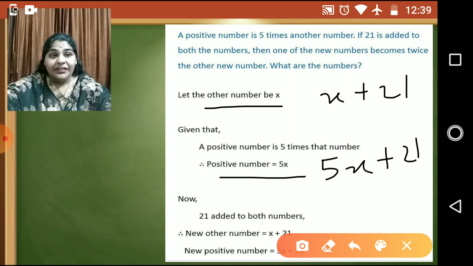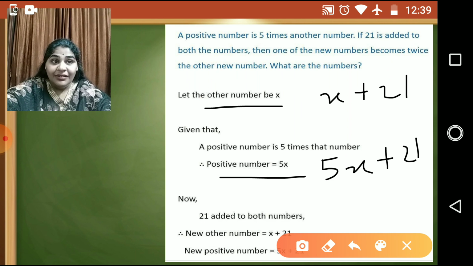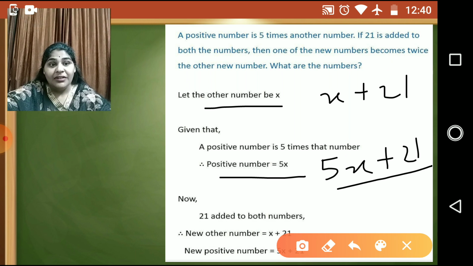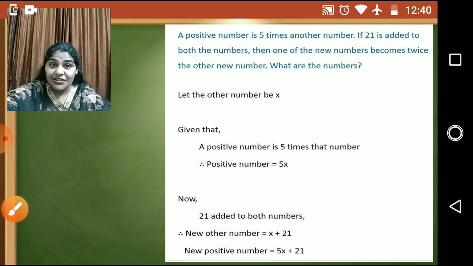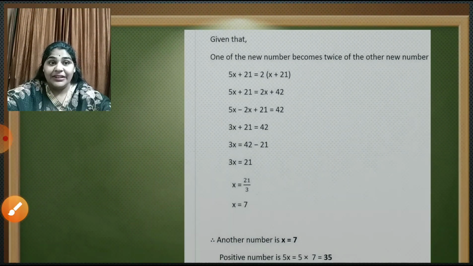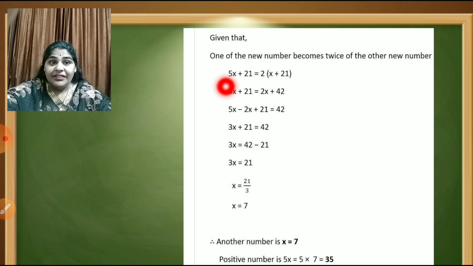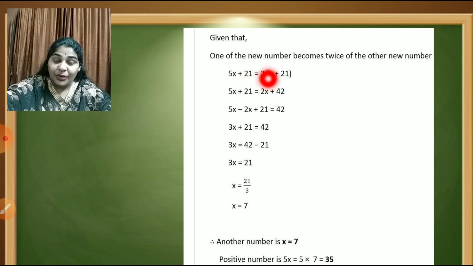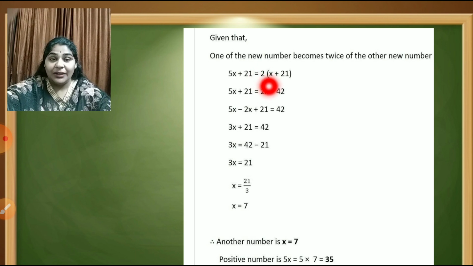Now next, one of the new numbers, that is, this new number becomes twice the other new number. So twice the other new number means 2 times. So what equation do we get, children? See here, the new number 5x plus 21 is equal to twice the other new number. The other number was x, to which we have added 21. So twice the other number means 2 times x plus 21.